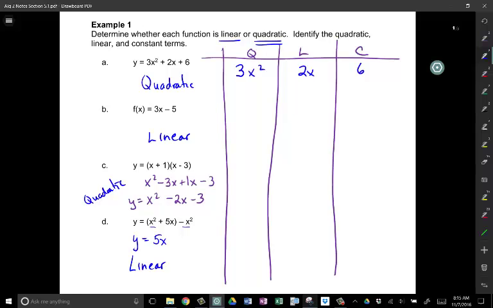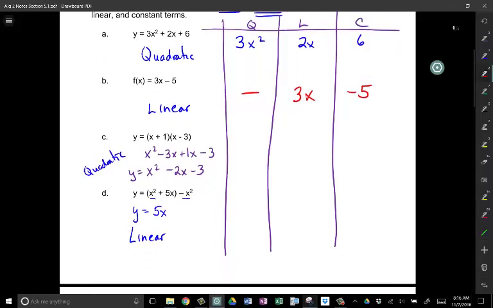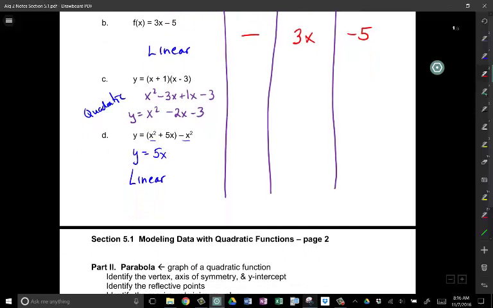All right, next one. What is the quadratic term? None. Good. Linear term? 3x. Constant term? -5. By the way, that is a line. True? Y-intercept is -5. What is the slope? 3.